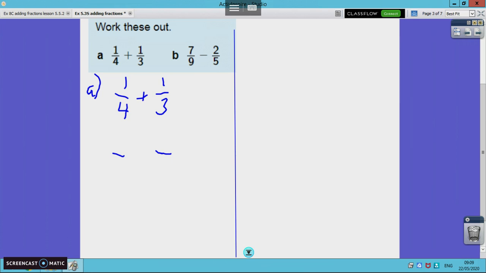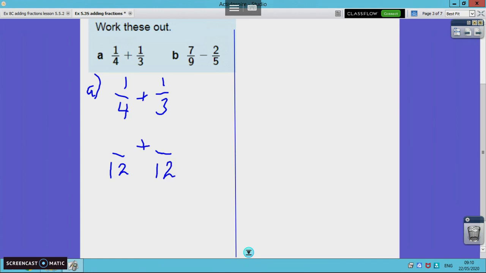So what number is in both the 4 times table and the 3 times table? Let's have a think. 4, 8, 12, 16, 20, and so on. 3, 6, 9, 12. 12 is the smallest one that is in both of their times tables. So I'm going to choose 12 to be their denominator. So I'm going to put 12, and that is the common denominator.